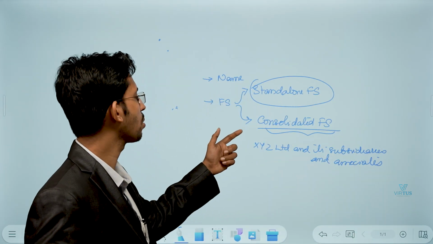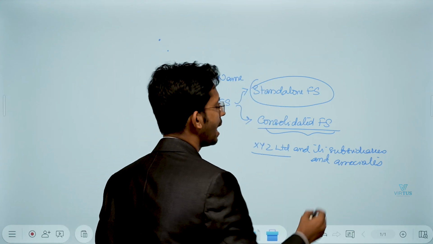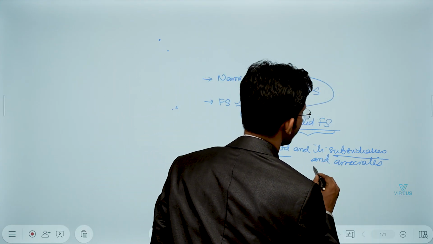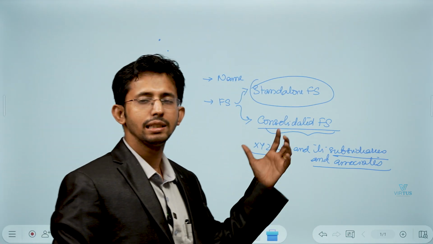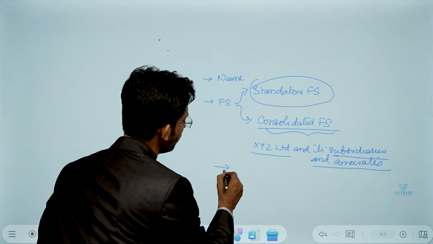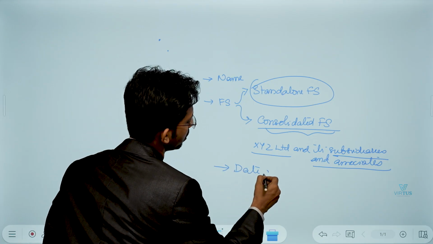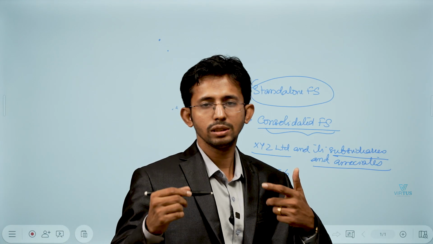If it is consolidated financial statements, then we have to mention the name of the entity and the fact that the subsidiaries and the associates are included. That is the second requirement. Now the third requirement, we have to mention the date of financial statements, which should include the period covered.